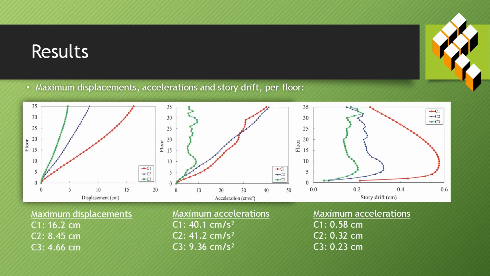In terms of displacements, C3 showed a reduction of 71.2% in relation to C1. For the accelerations, it could be seen that C3 showed a decrease of 76.7% in relation to C1. Finally, in terms of story drifts, C3 showed a reduction of 60.3% in relation to C1.